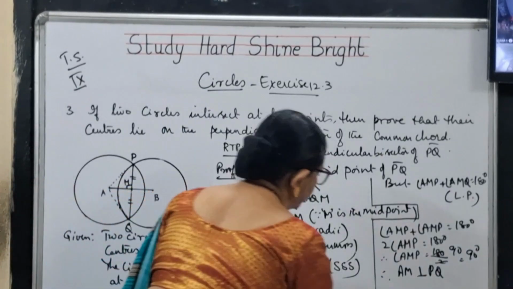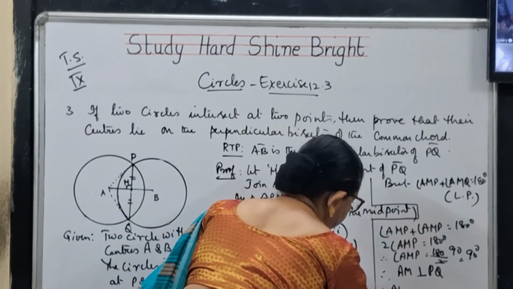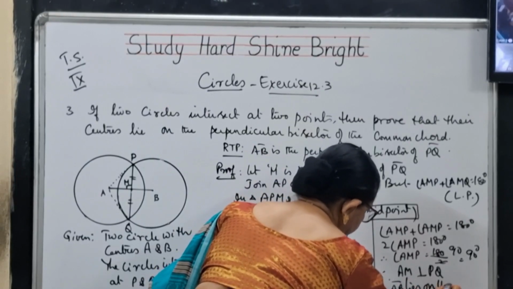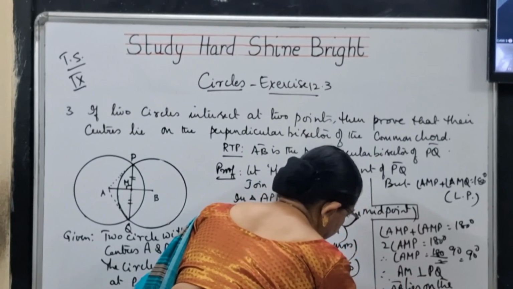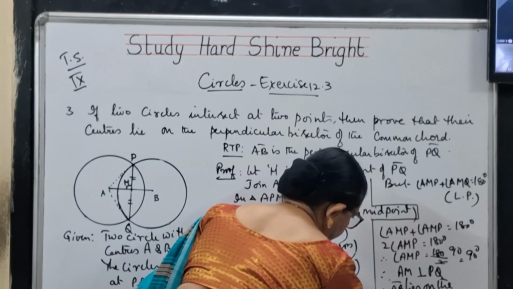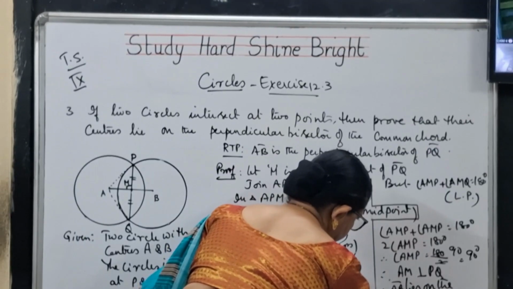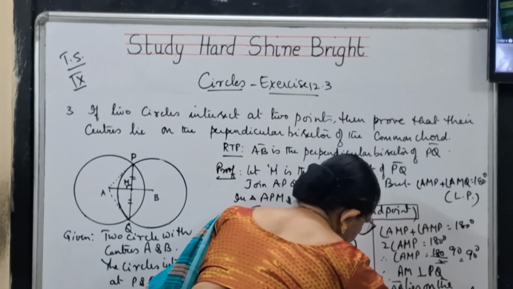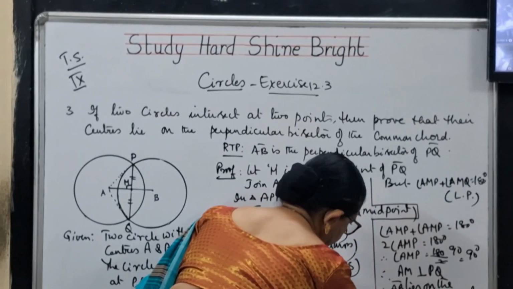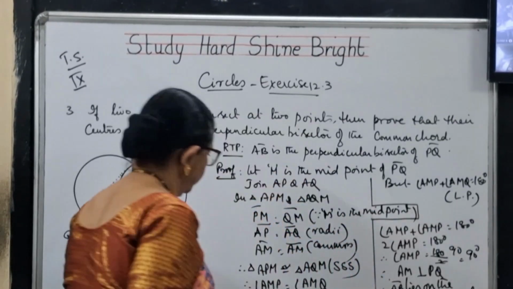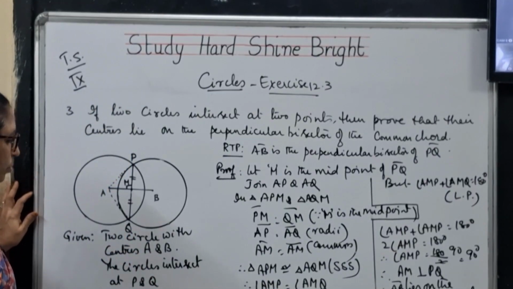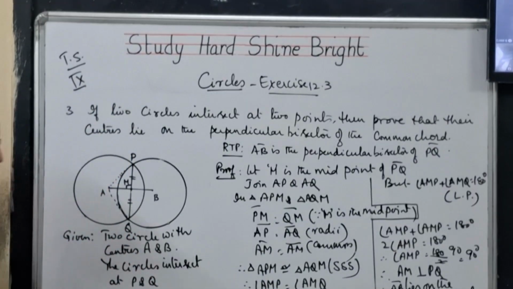Therefore, AB lies on the perpendicular bisector of PQ. That we can prove, children, in this way. Please write down.